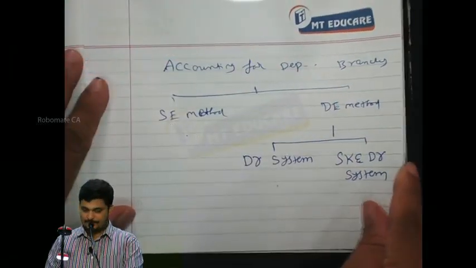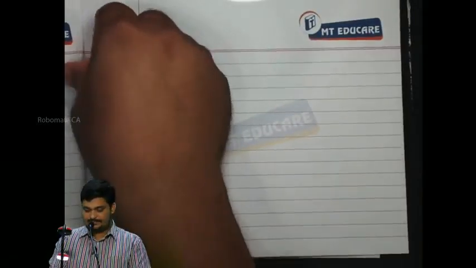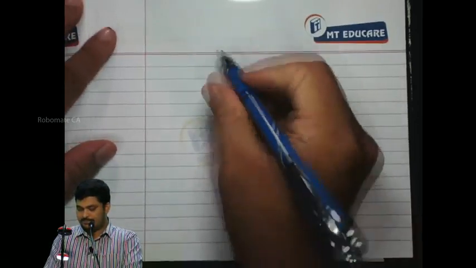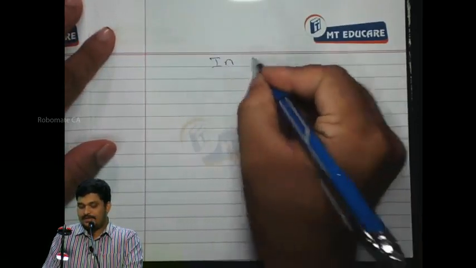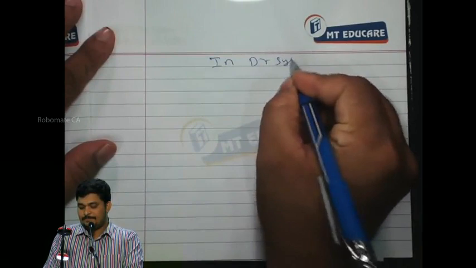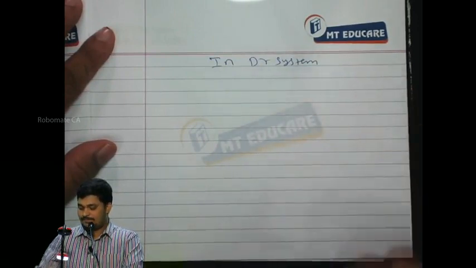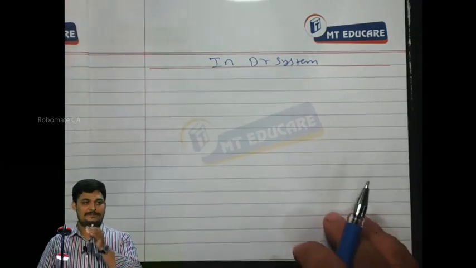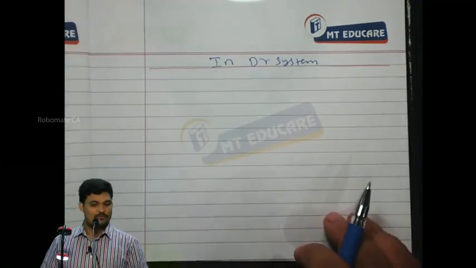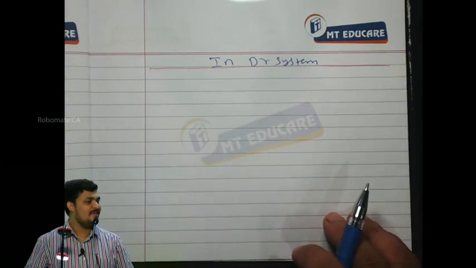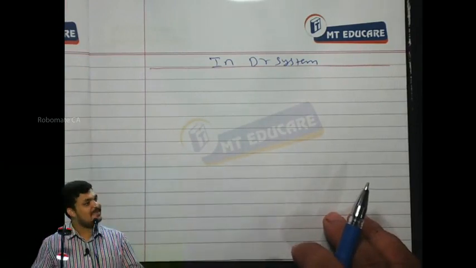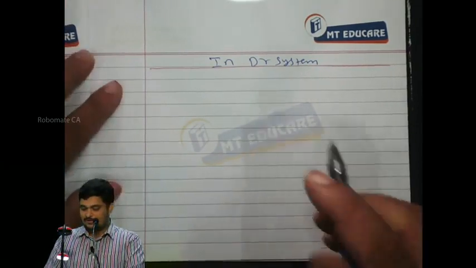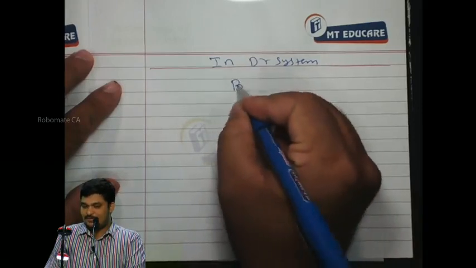Now listen. Under the indent system, head office will prepare a single account. Head office will prepare a single account called the branch account.